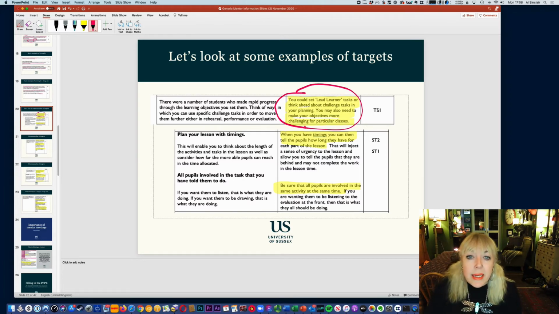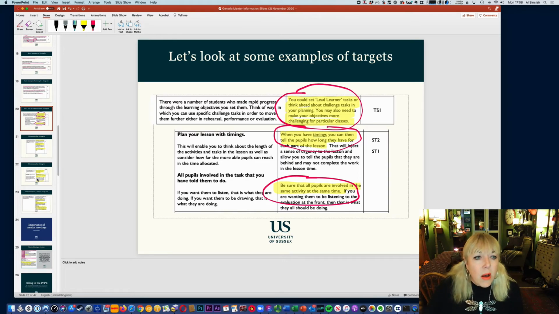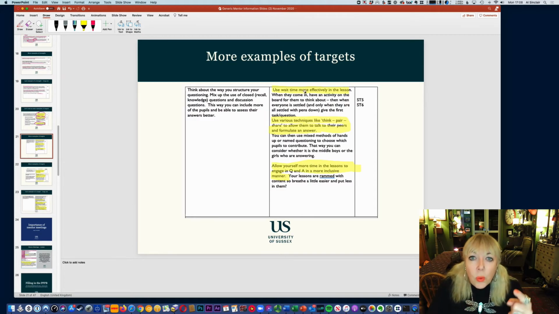So setting a lead learner. When you've got timings, you can then tell the pupils how long they've got. Be sure they're all doing the same thing that you asked them to do. So they're really specific, these targets that tutors are giving here. Wait time, use it more effectively. Use think, pair, share. That builds in the wait time.